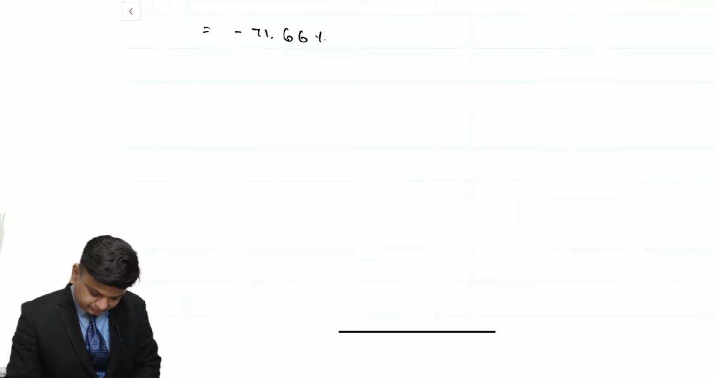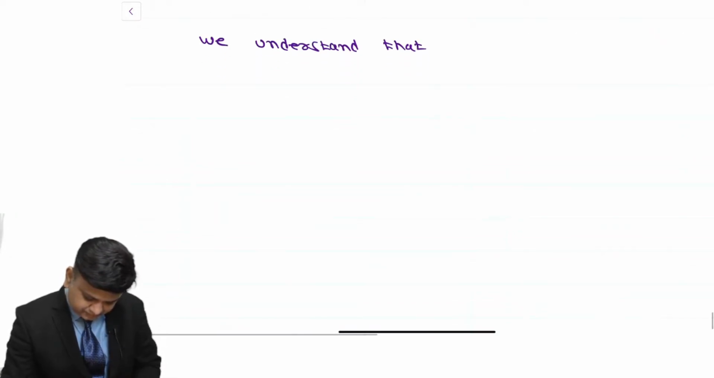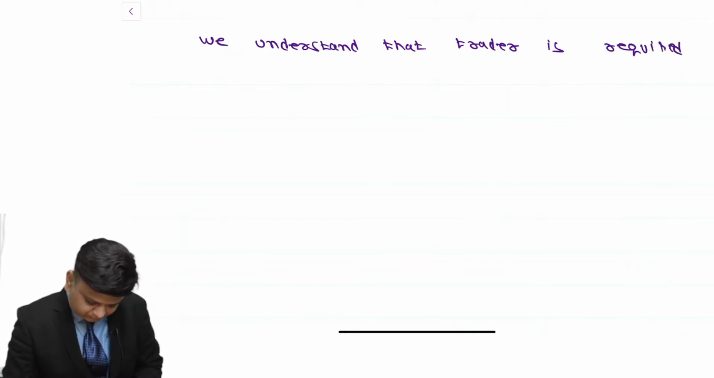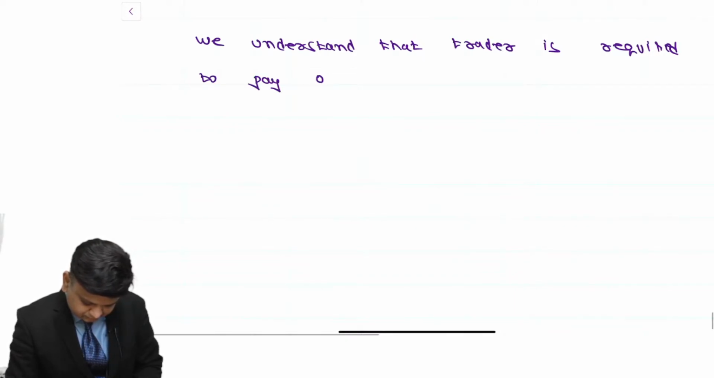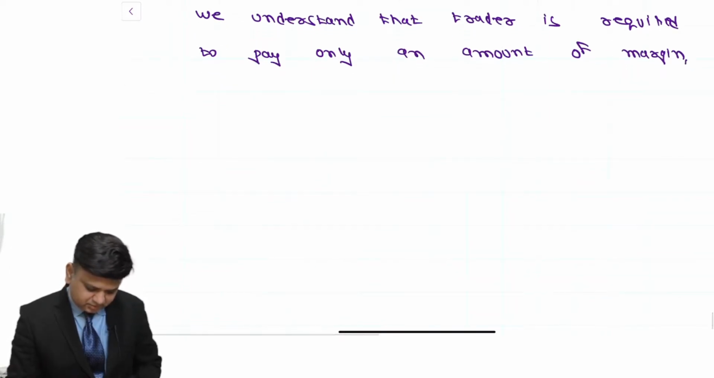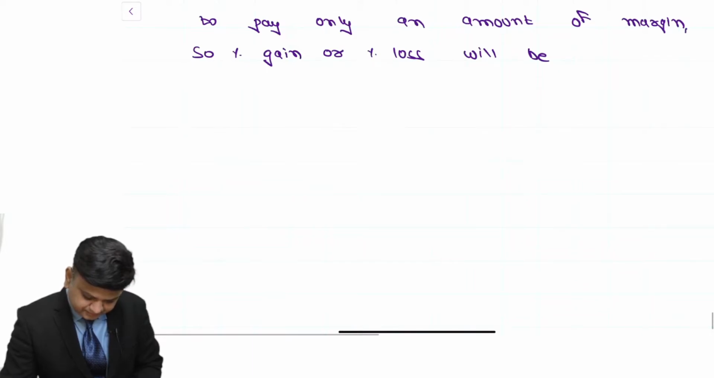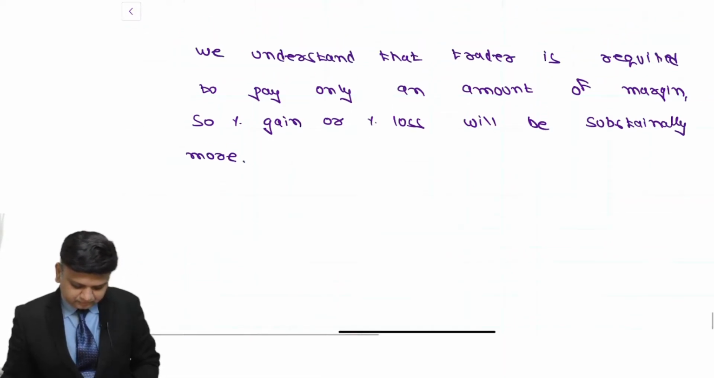So write down answer. We understand that trader is required to pay only an amount of margin, comma, so percentage gain or percentage loss will be substantially more. Full stop.